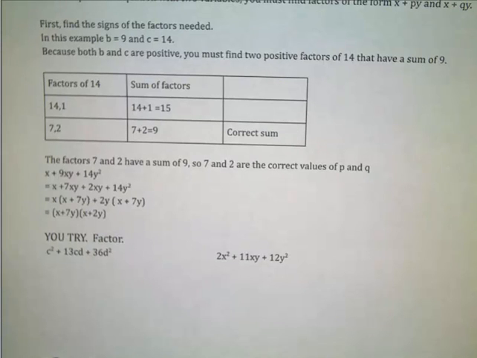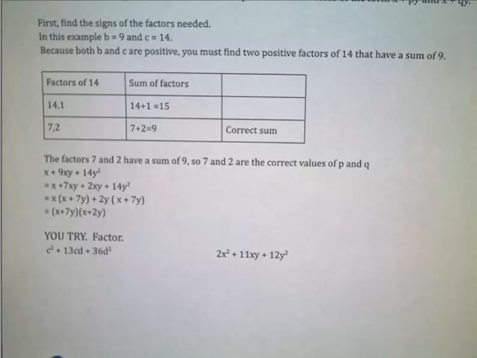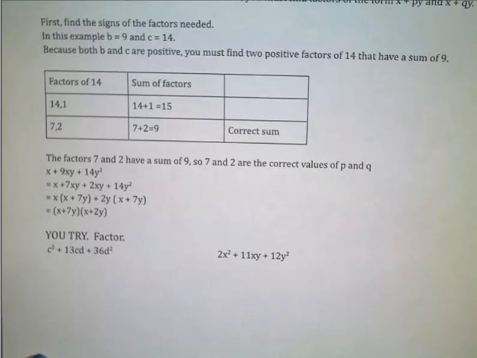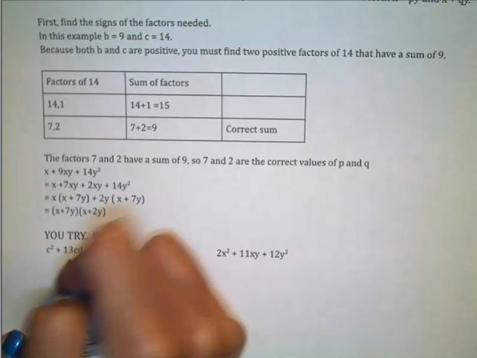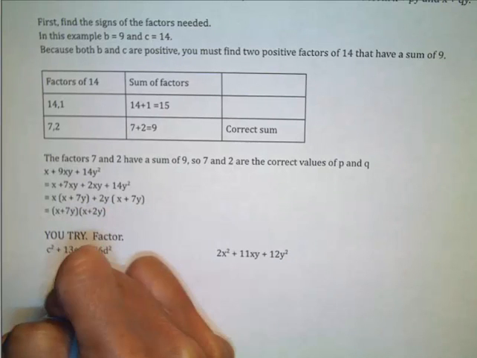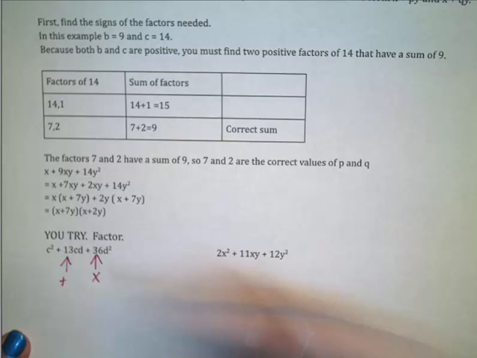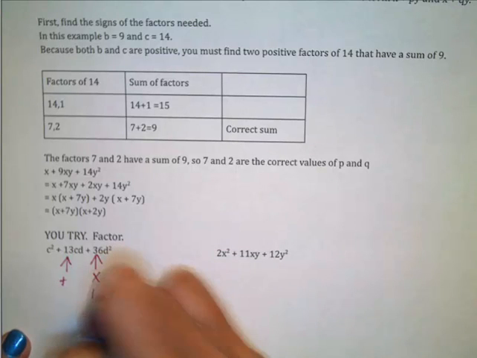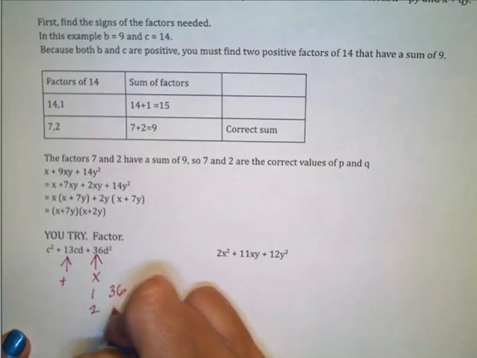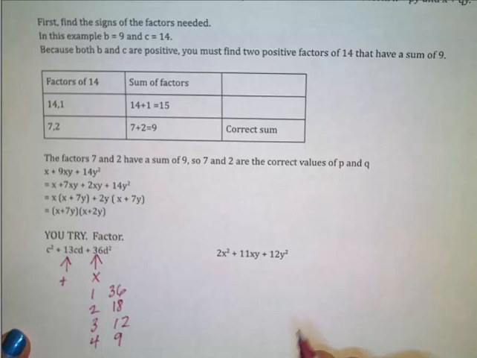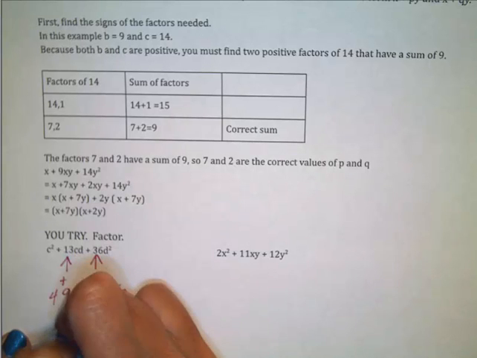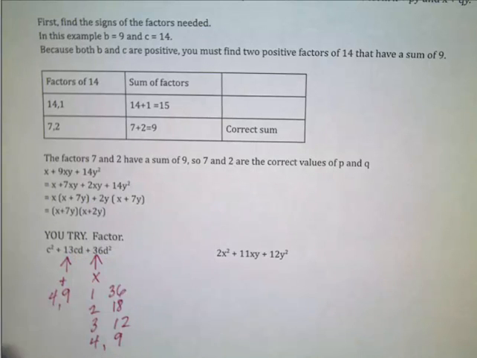All right, so the first one follows the same idea as the top of the page. So we need to find what adds to this and what multiplies to this. So 1 and 36, nope. 2 and 18, nope. 3 and 12, nope. 4 and 9, yup. So 4 and 9 add to 13 and multiply to 36.